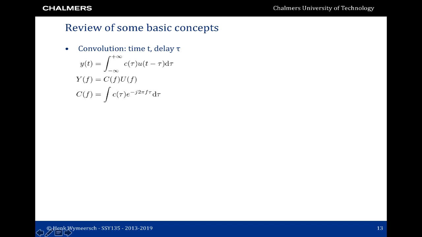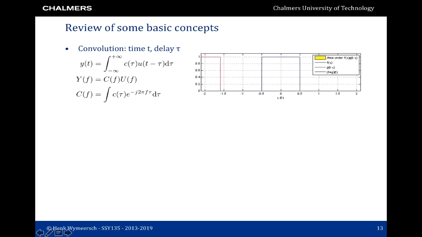In the previous slide, we mentioned the convolution operation, so here we will describe this in more detail. We have an input signal u(t), a channel c(tau), and an output signal y(t). Here is the convolution operation in the time domain. When we take the Fourier transform of every part here, y(t) becomes Y(f), and Y(f) is simply given by the product of the Fourier transform of the input signal and the channel.